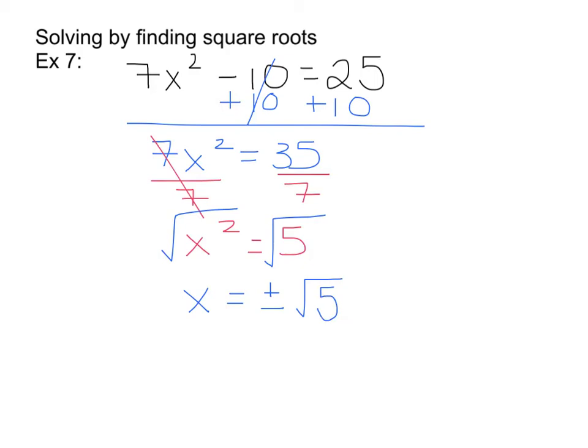Remember, every time we were looking at our parabolas when we were using our graphing calculator, x squared means you have two answers for x. So that's why you're going to have the plus and the minus.